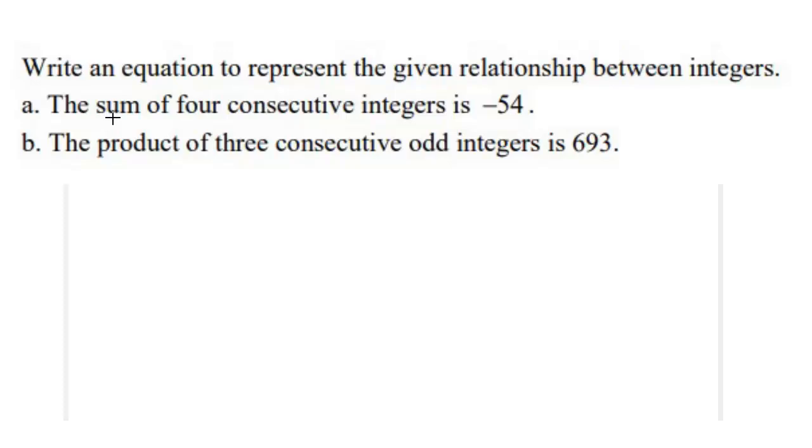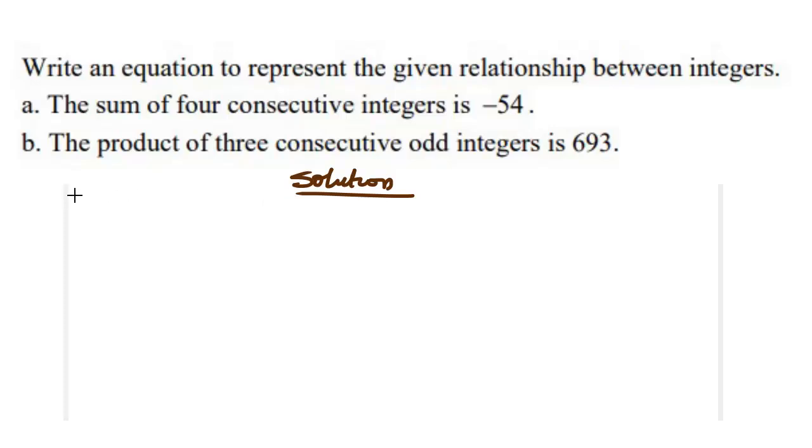So this question says, write an equation to represent the given relationship between integers. The first question says the sum of 4 consecutive integers is minus 54. Now if you look at the previous explanation, we talked about consecutive integers.